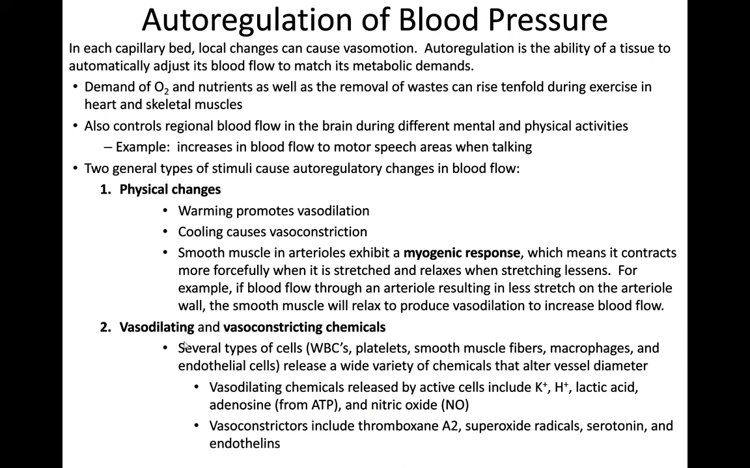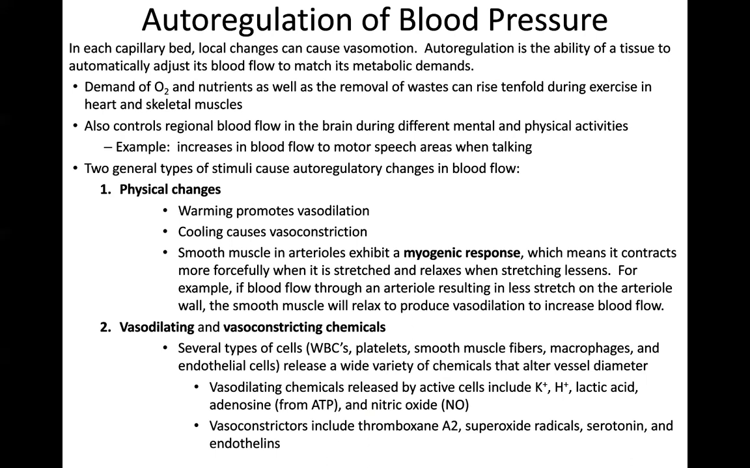Chemicals that can either vasodilate or vasoconstrict are produced in our body by different types of cells. Those cells include white blood cells, platelets, smooth muscle fibers, which are the actual muscle that helps constrict or dilate, macrophages, which are white blood cells, and even the cells that line our blood vessels, called endothelial cells. I do want you to know which chemicals are vasodilating and which ones are vasoconstrictors. Those that promote vasodilation include potassium, hydrogen, lactic acid, adenosine from the breakdown of ATP, and nitric oxide, which is a hormone we've touched on a time or two before.